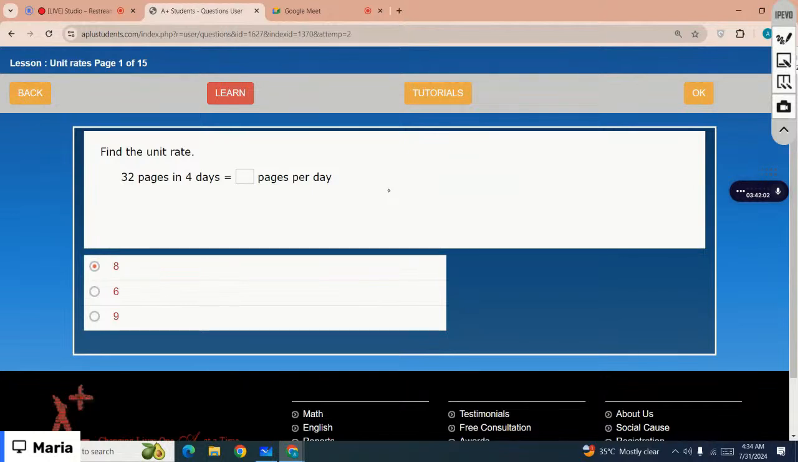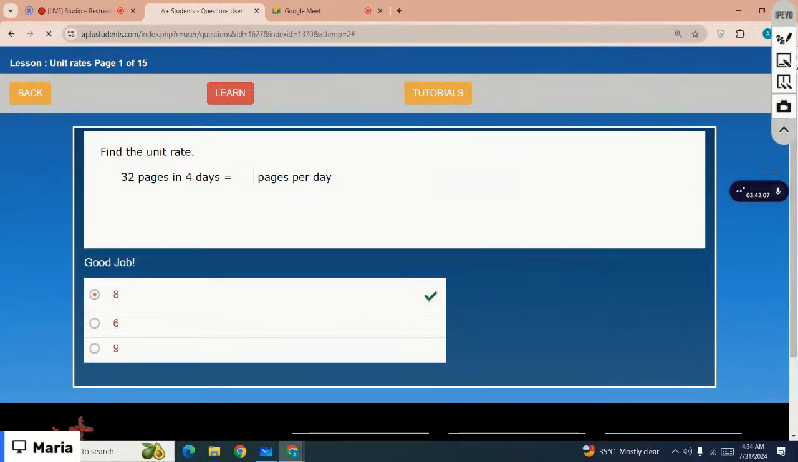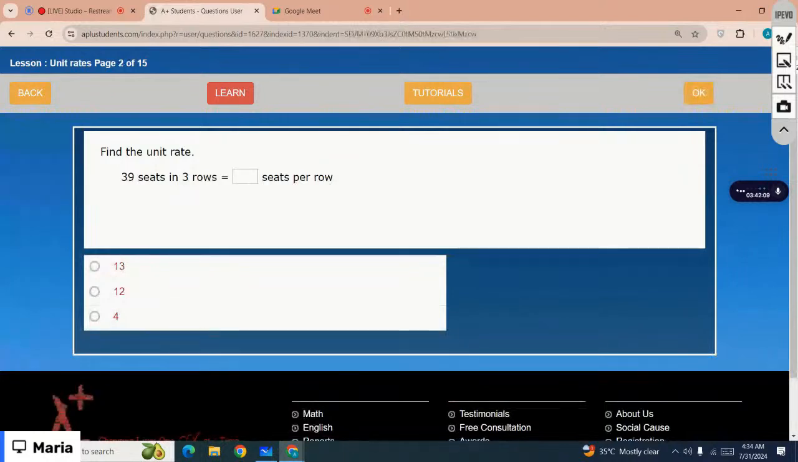Okay, the next one is find the unit rate: 39 seats in 3 rows. So how many seats per row? That is 39 divided by 3 equals 13 seats per row.